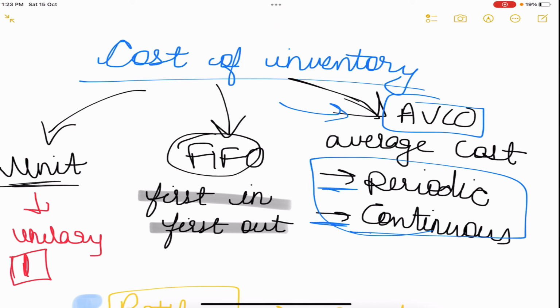And what do you understand by the periodic method? Whenever we use the periodic method, the formula of cost per unit would be the total amount of purchases divided by the total number of units. And whenever you do the continuous method, you make three tables. The first one is purchases, the second one is sales, and the third one is balance. Whenever you purchase something, your balance increases. Whenever you sell something, your balance decreases. These are the three methods we have discussed so far.